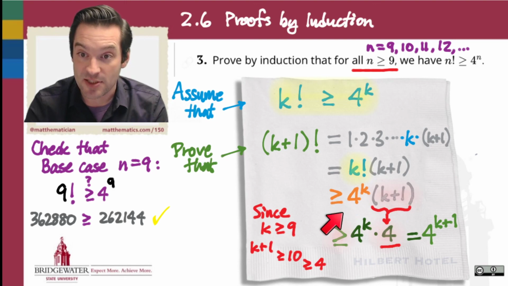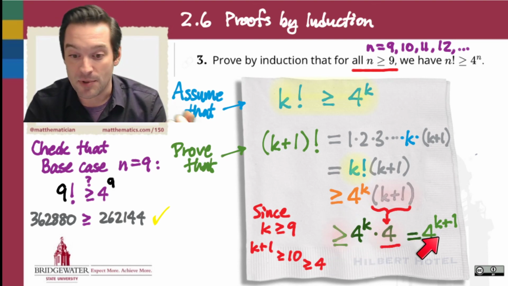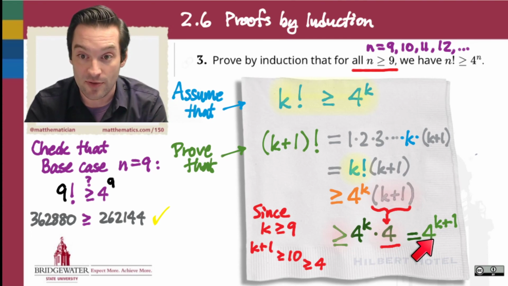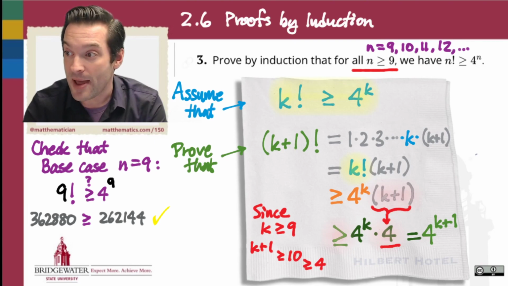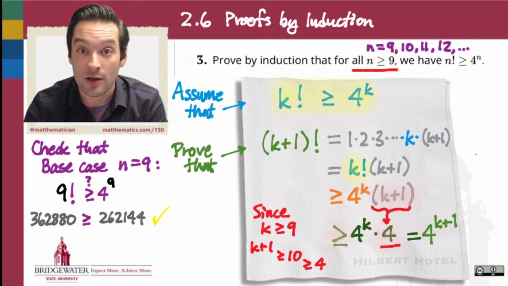And so we can write that this expression is greater than or equal to 4 to the k times 4, which is equal to 4 to the k plus 1, which is the right-hand side that we asserted we would need to prove true for the inductive step. Therefore, by the principle of mathematical induction, we have proven that this inequality holds for all values of n greater than or equal to 9.